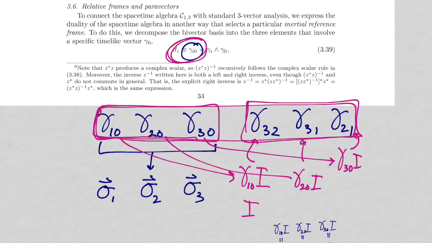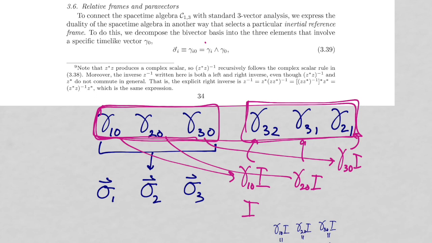I could have written this as minus gamma 2, 3 and called that the basis vector, but then I'd have to carry around that minus sign. And who wants to do that, right? So this is the answer to the question of why they chose this particular index prescription. It has to do with this notion of relative frames and paravectors that they're introducing now.